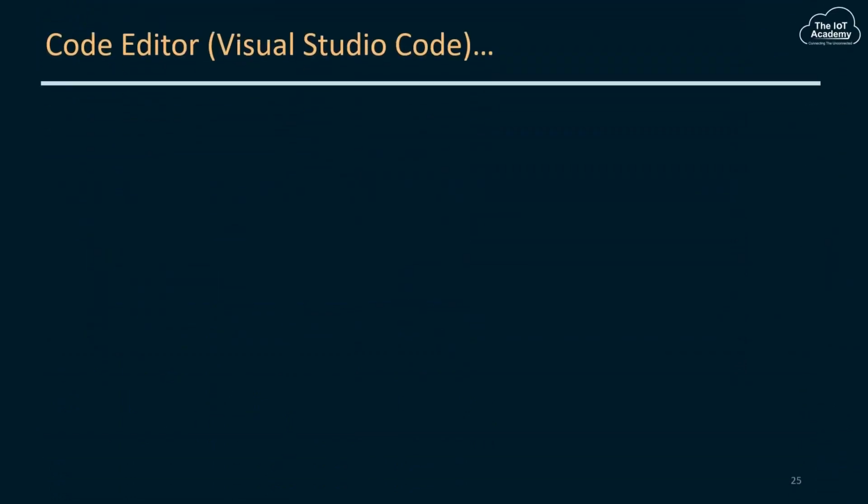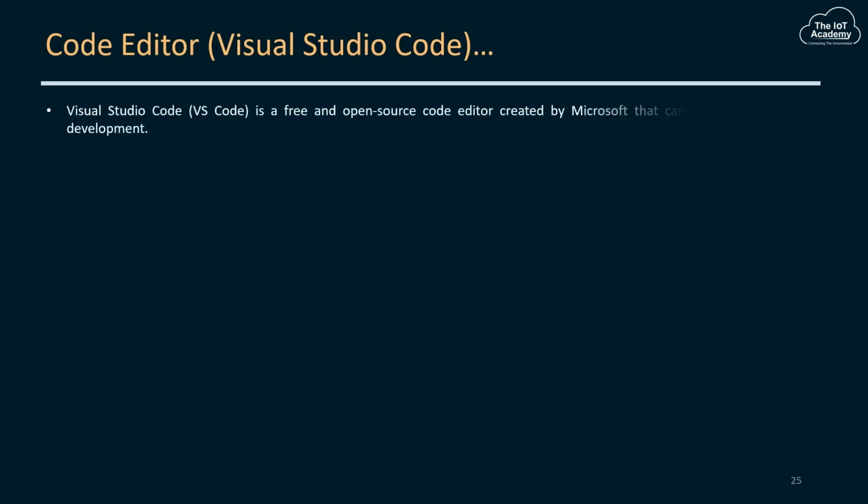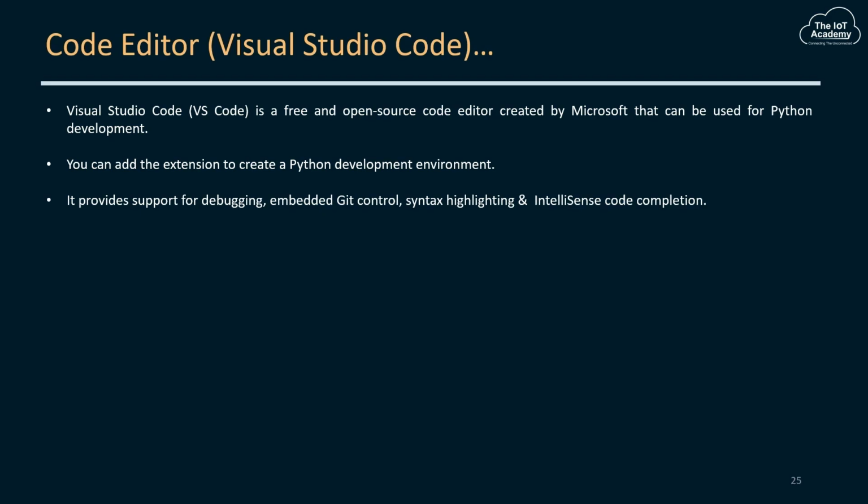Code editor, Visual Studio Code. Visual Studio Code is a free and open source code editor created by Microsoft that can be used for Python development. We can add the extension to create a Python development environment. It provides support for debugging, embedded Git control, syntax highlighting, and IntelliSense code completion.